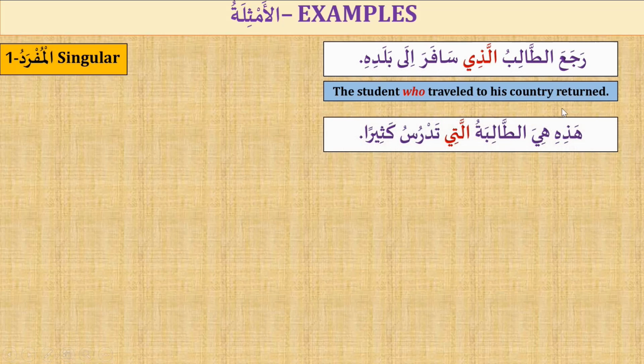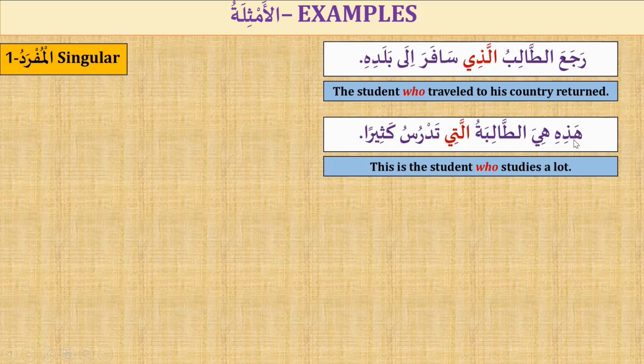An example for feminine. هذه هي الطالبة التي تدرس كثيرا. This is the student who studies a lot, the female student. This is the female student. التي, who. تدرس كثيرا, studies a lot.